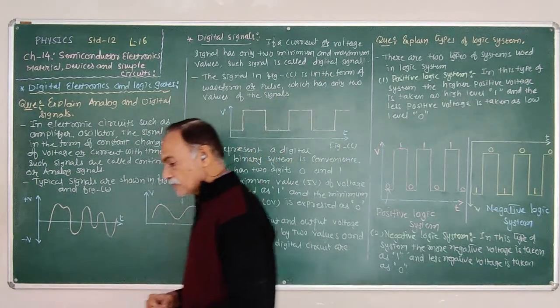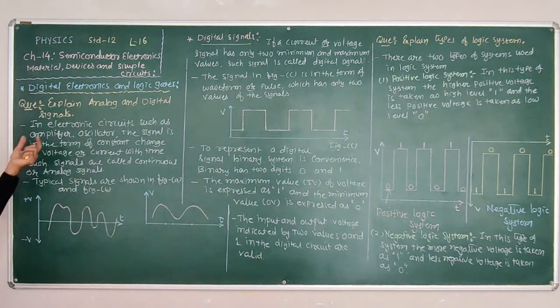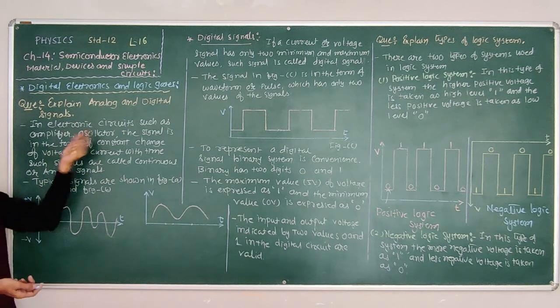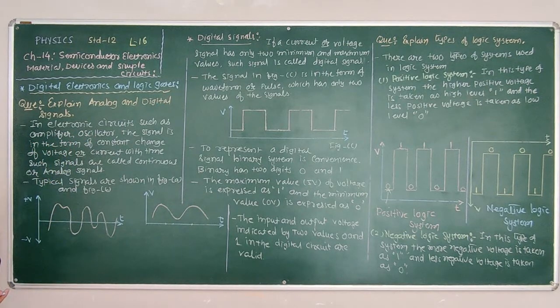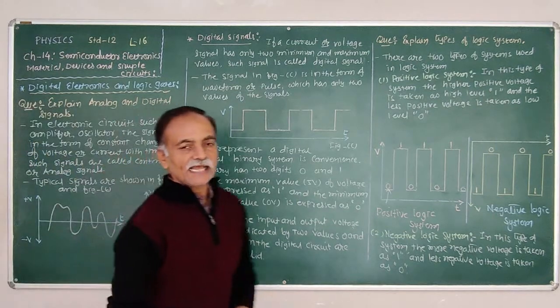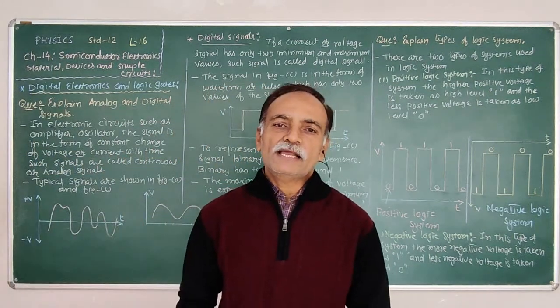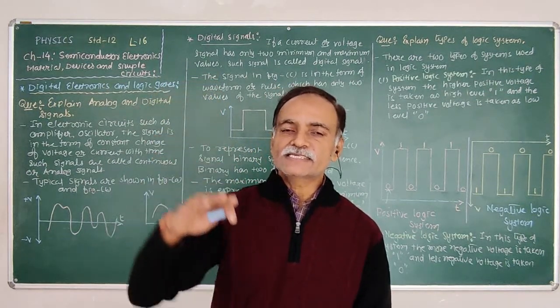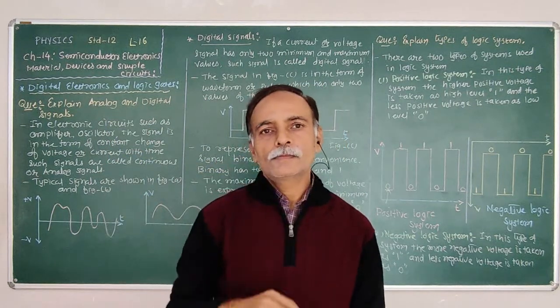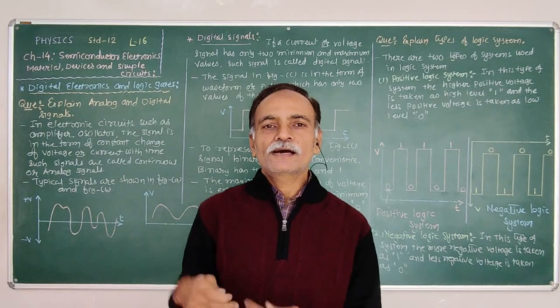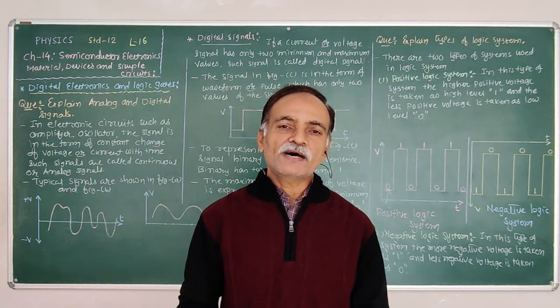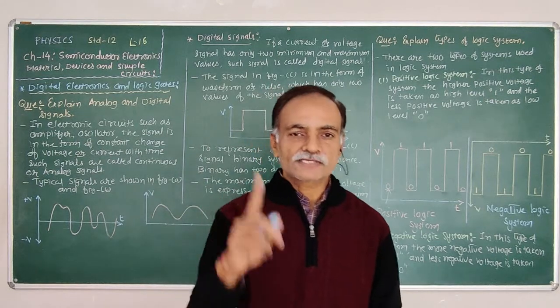First, what is the definition of an analog signal? In electronic circuits, such as an amplifier or oscillator, the signal is in the form of a constant change of voltage or current with time. Now, when we listen to an audio song, the voice of the male or female is continuous, either increasing or decreasing between the maximum and minimum. It is not in the form of maximum, stop, then minimum. So this type of sound wave signal is an analog signal.